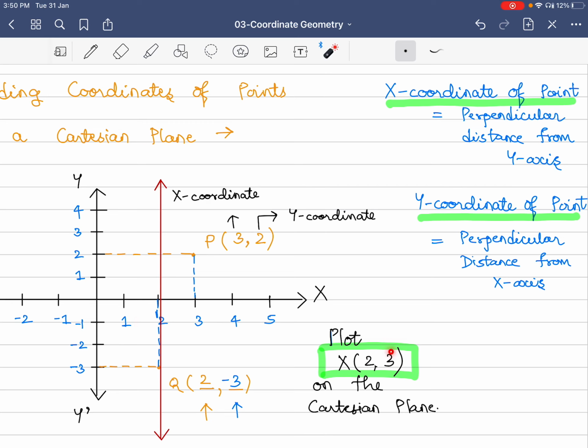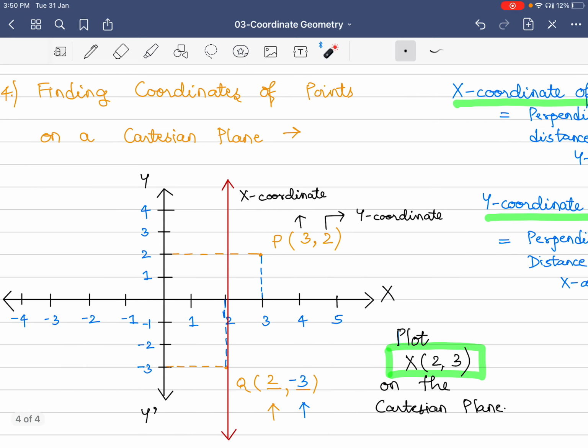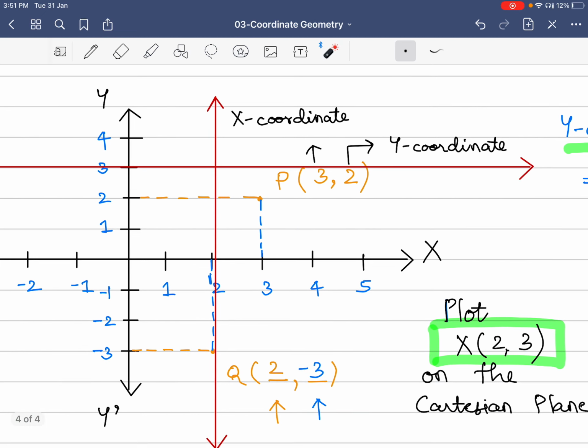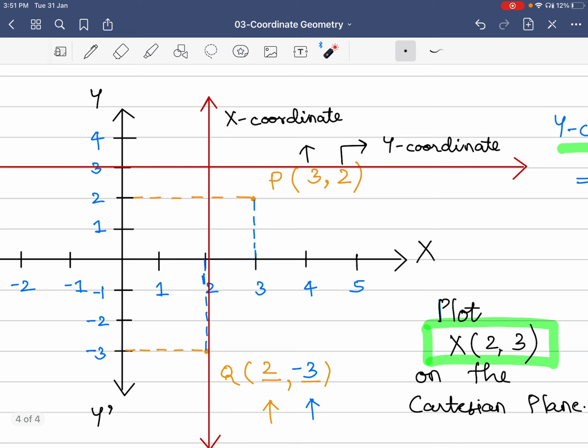Okay, now the y coordinate is 3. What does 3 mean? The y coordinate of a point is the perpendicular distance from the x-axis. So from the x-axis, I need a perpendicular distance of 3. Okay, so once again, I'm going to draw a red line, and this is that red line which will have a perpendicular distance of 3 from the x-axis. Take any point, it is a perpendicular distance of 3 from the x-axis. And now both these lines have intersected at this point.